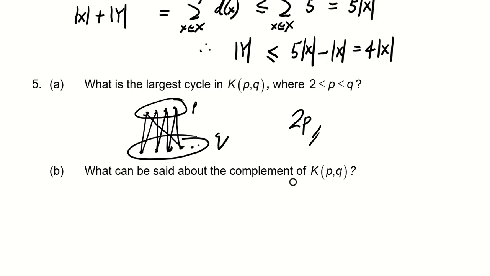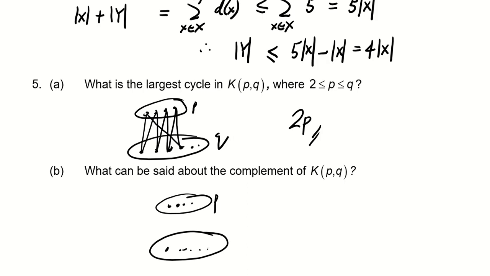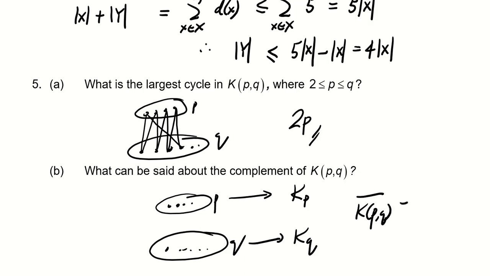And next, what can we say about the complement of K_{P,Q}? For all these P and Q, the complement of K_{P,Q} will become a K_P and a K_Q. So the complement of this will be a union of K_P and K_Q.